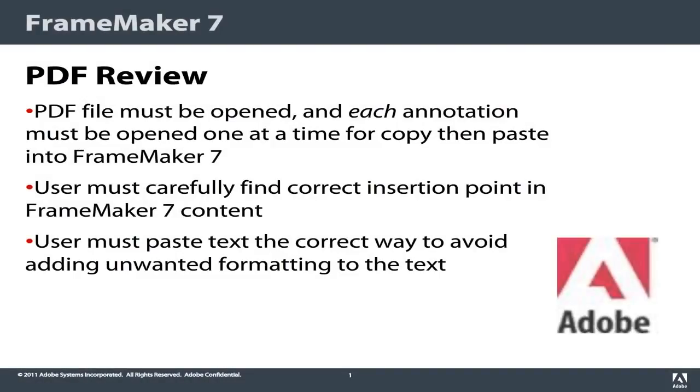As you can see in this final slide, FrameMaker 7 has several limitations. First of all, the PDF file must be open side by side with FrameMaker, and the user must carefully open up each annotation one at a time, carefully select the text, find the insertion point in FrameMaker, and then there are two ways to paste the text, and they must very carefully select the correct way in order to avoid an error. In my own experience, I've had about an 85% success rate at doing it correctly the first time. So the automatic method you saw earlier in FrameMaker 10 is clearly superior. We hope this demonstration gives you one more good reason to upgrade from FrameMaker 7.